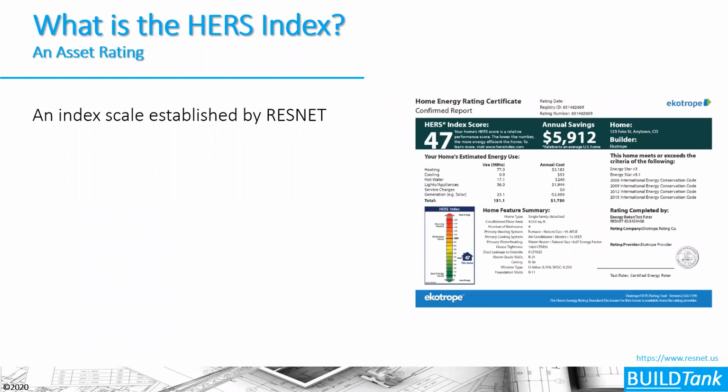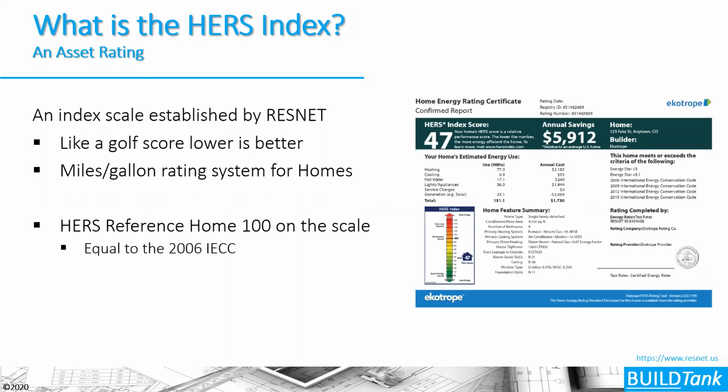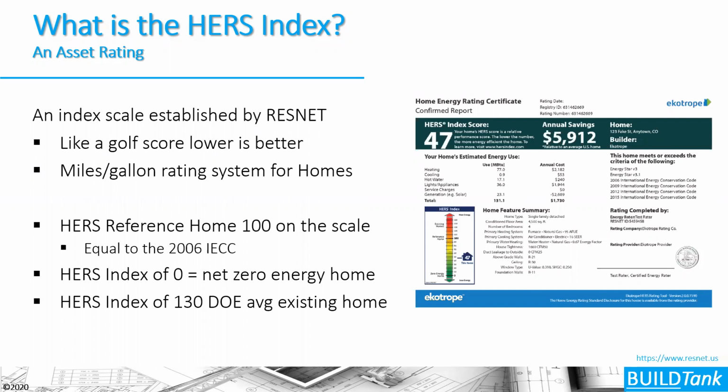An index scale established by ResNet is what the HERS index is. It's like a golf score, so the lower the score, the better. It's like a miles per gallon rating for homes so that you can easily determine what the efficiency of that house is. Lower is better again. The HERS reference home is based off of 100, which is equal to the 2006 IECC, so that reference point again that we talked about earlier. A HERS index of 0 is that zero energy home, and a HERS index of 130 is determined to be the average score of an existing home out there in our communities here.